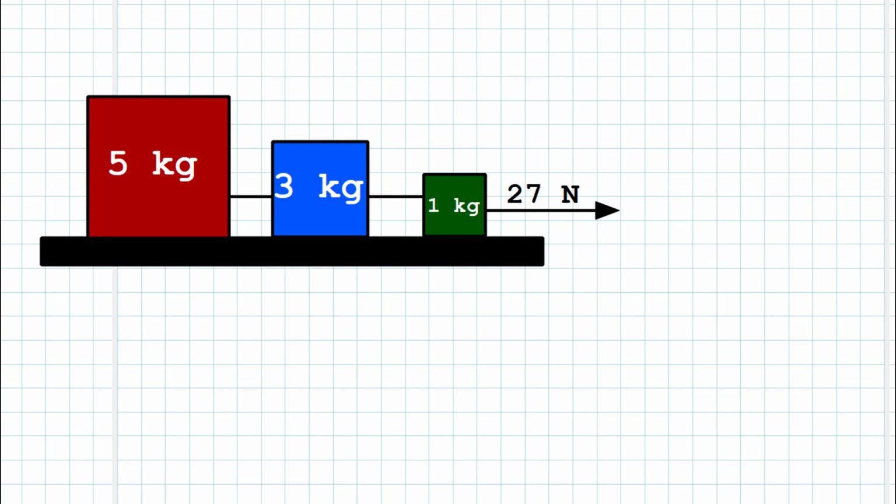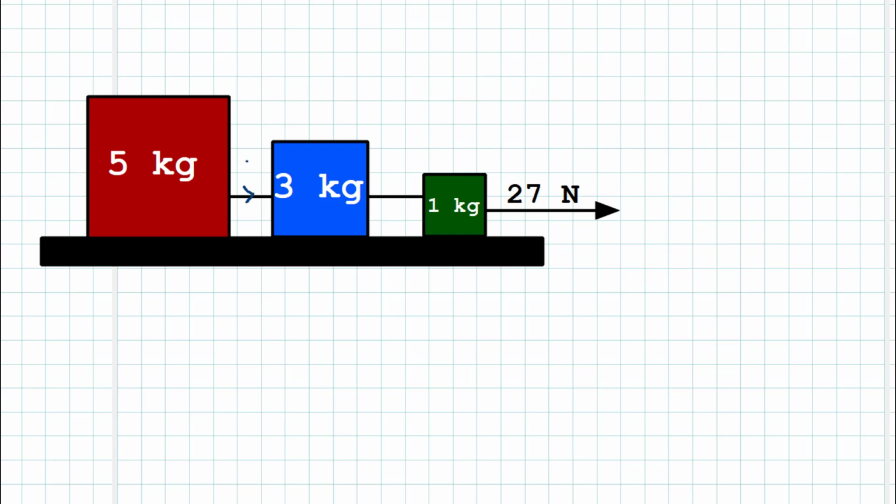Here's another problem involving these blocks on a frictionless surface. We have a 5 kilogram block, a 3 kilogram block, and a 1 kilogram block, all tied together with these very light pieces of string, which we are considering to be massless. They're pulled along the tabletop with a force of 27 newtons. And what we're asked to find is the tension in the string between the blocks.